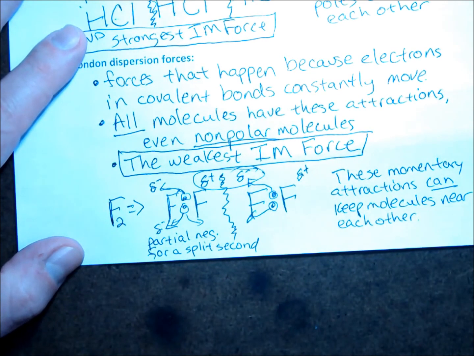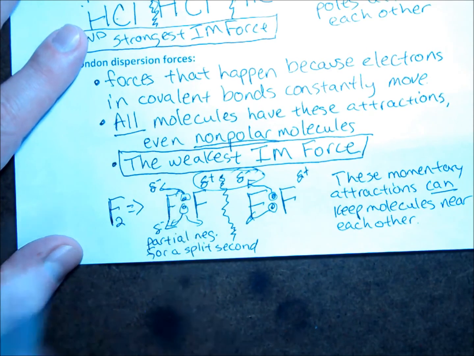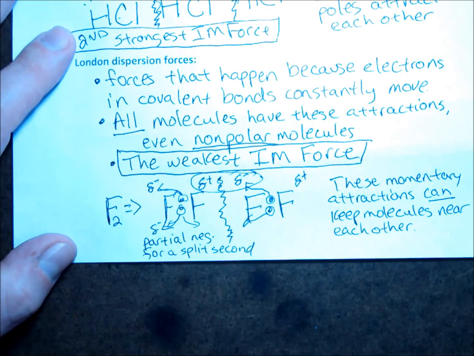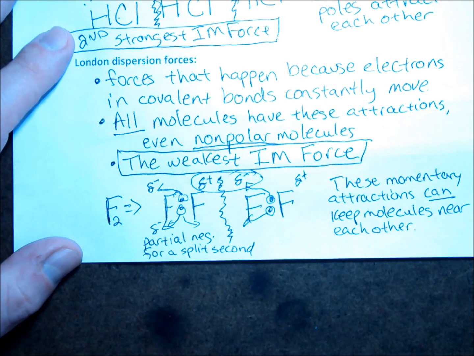So this is what a London dispersion force, it's kind of crazy. You're talking about split second attractions because those electrons are always moving. Every great once in a while, one end of the molecule becomes partially negative and the other end is partially positive.